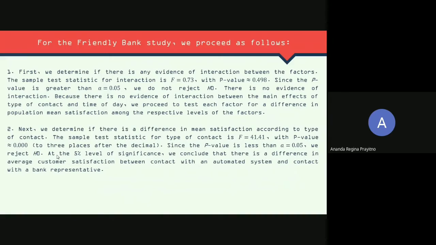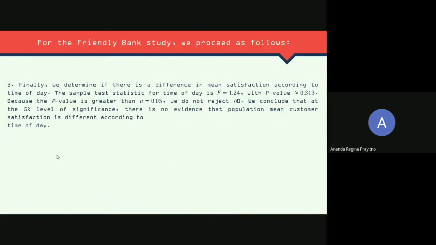For the friendly bank study, we proceed as follows. First, we determine if there is any evidence of interaction between the factors. Next, we determine if there is a difference in mean satisfaction according to type of contact. And then finally, we determine if there is a difference in mean satisfaction according to time of day. And we conclude that at the 5% level of significance, there is no evidence that population mean customer satisfaction is different according to time of day.